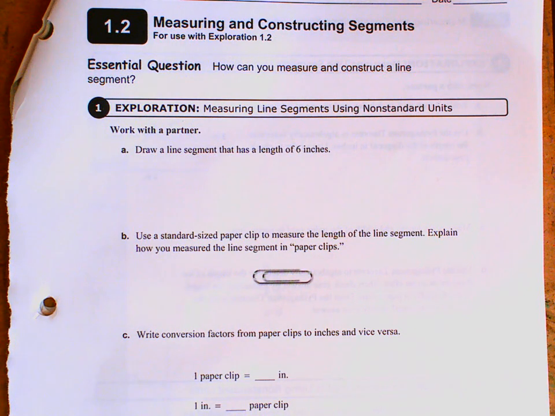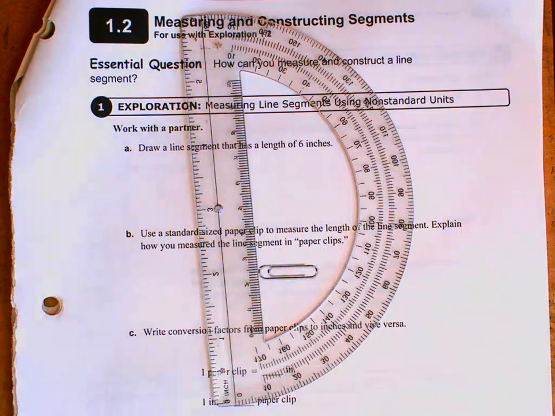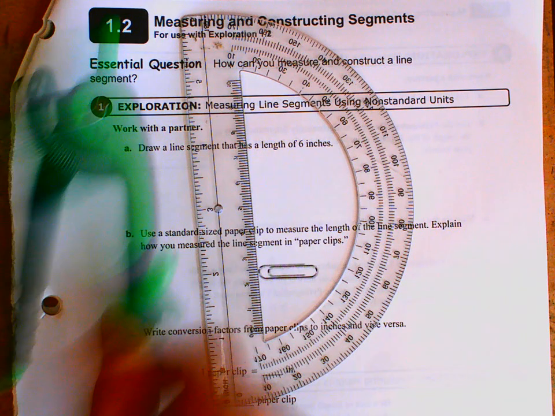Welcome to lesson 1.2. In this lesson, we'll be learning about measuring segments and constructing segments. So you will need a couple of pieces of material. The very first piece of material that you will need is a protractor. You will also need a compass.